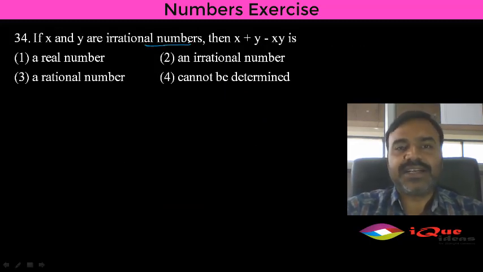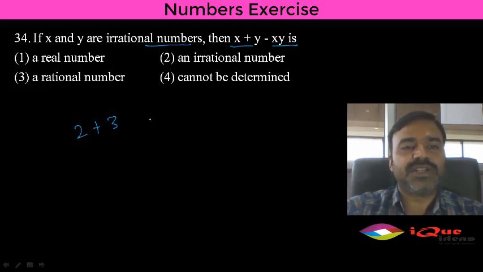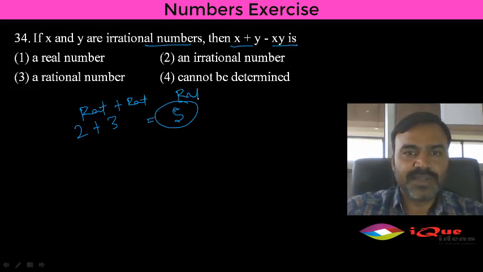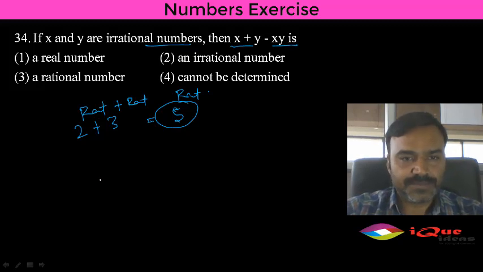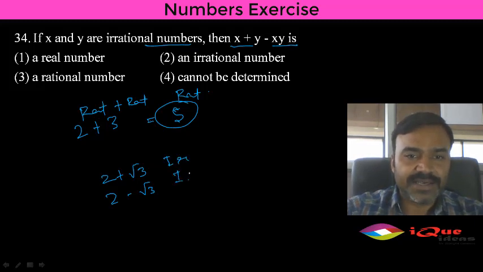If x and y are irrational numbers, then x plus y minus xy. Now here, this is a slightly different question. See, if I add two rational numbers, let's say 2 plus 3, this will be a rational number. So rational plus rational will give us a rational number. Whereas if you take irrational numbers, so let's say 2 plus root 3, right, and 2 minus root 3, these are irrational numbers. If I add them, what happens? If I add, we will get 2 plus 2, that is 4, right?